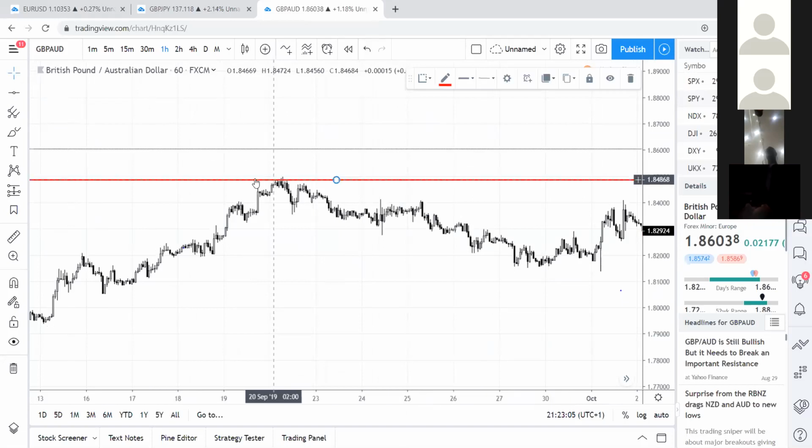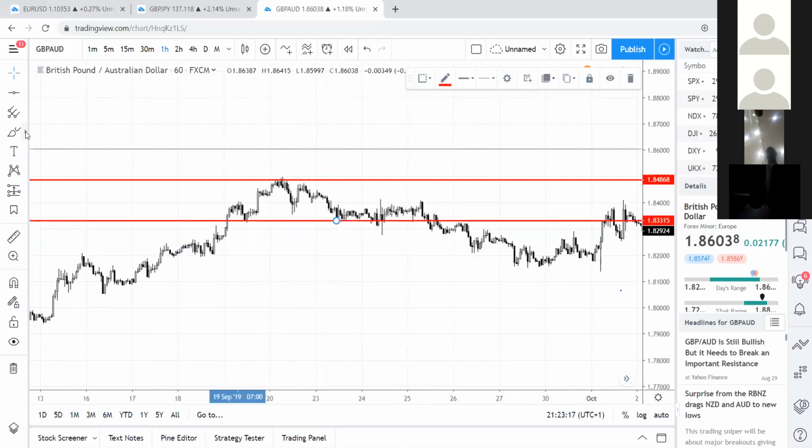This one, boom. This is the high, right? This is the high. Then let's check the previous low. This was the previous low. Let me mark it up so that you can see what I'm looking at.